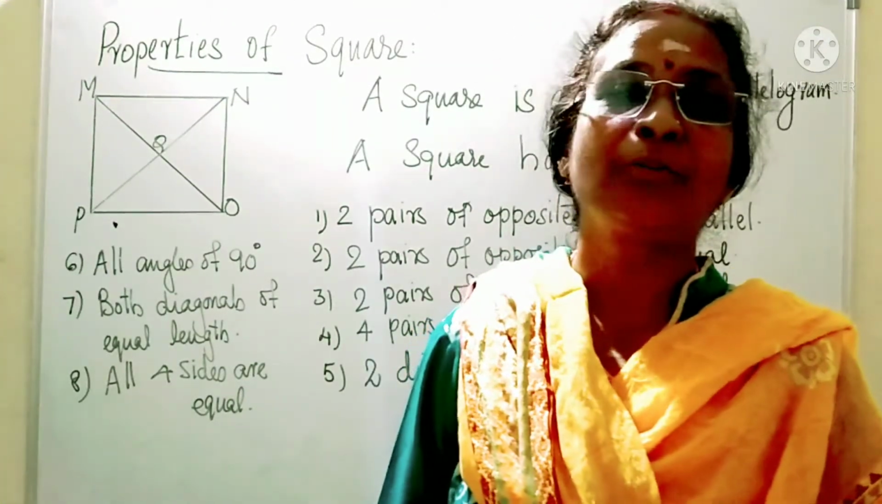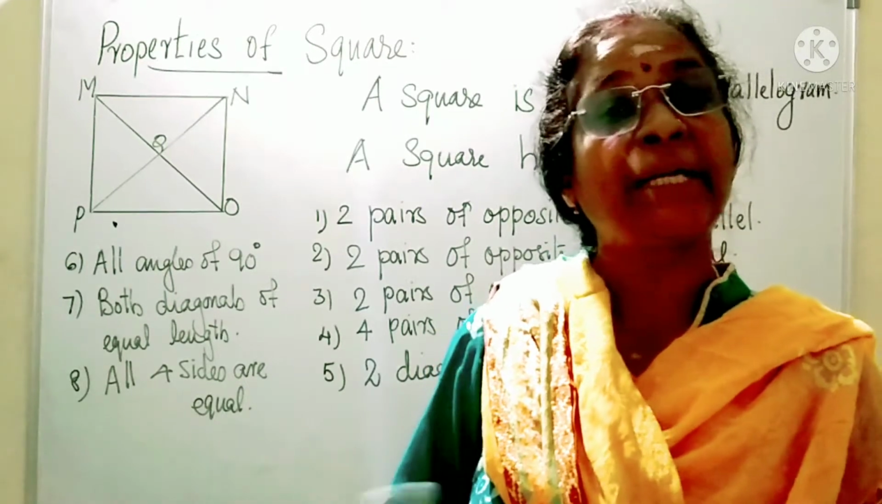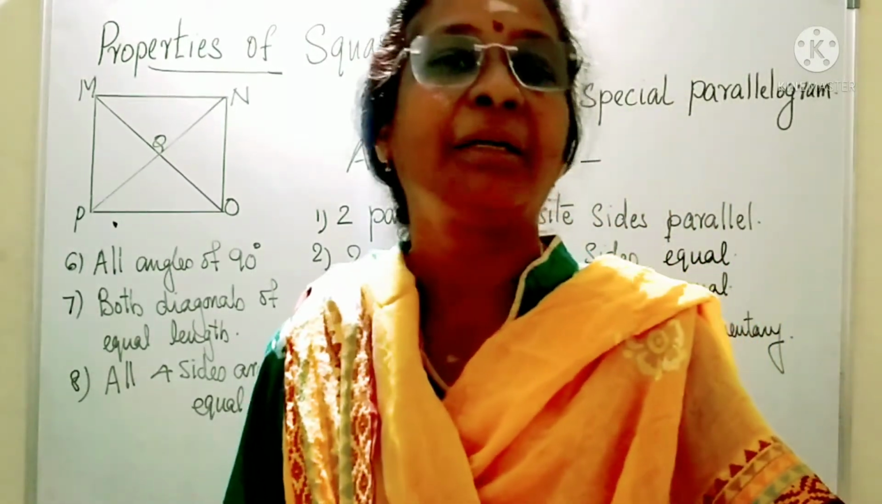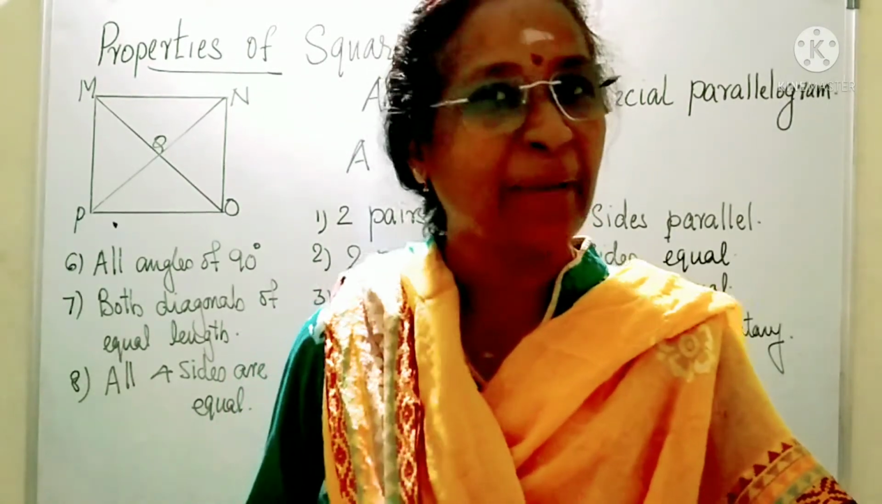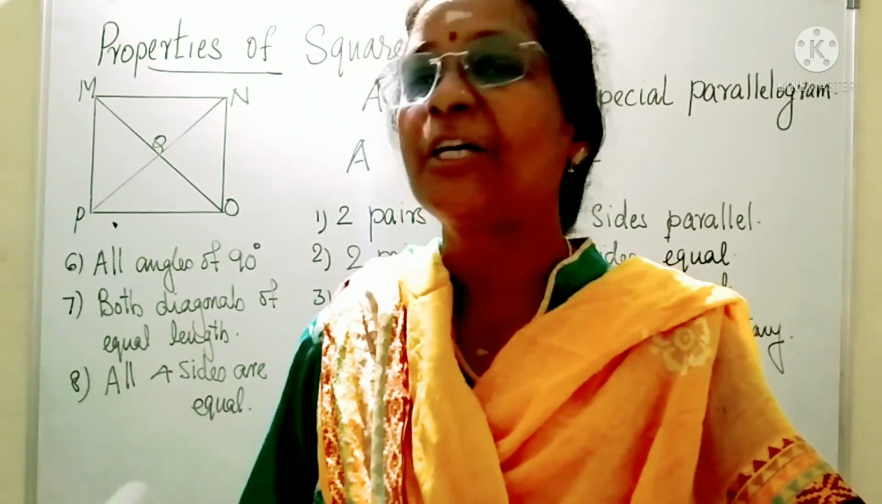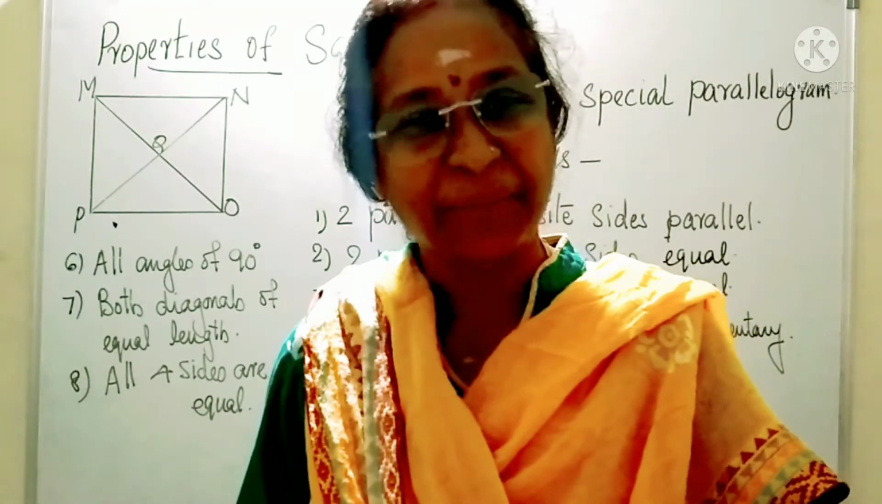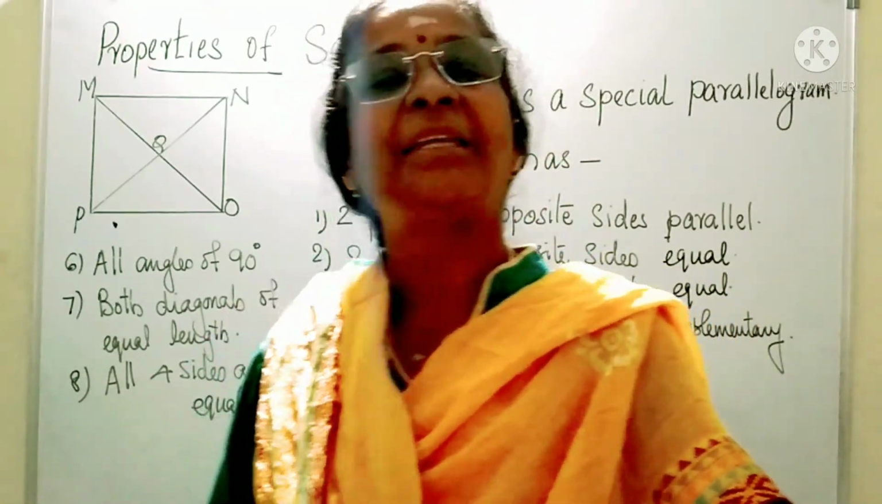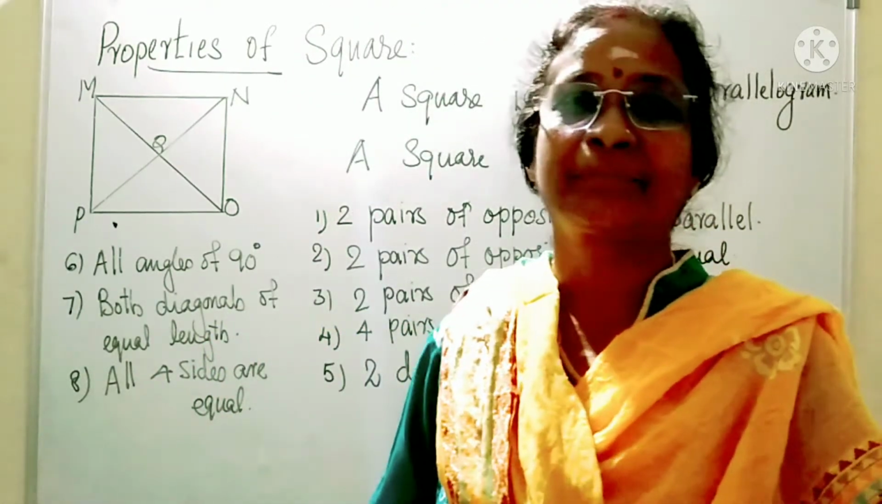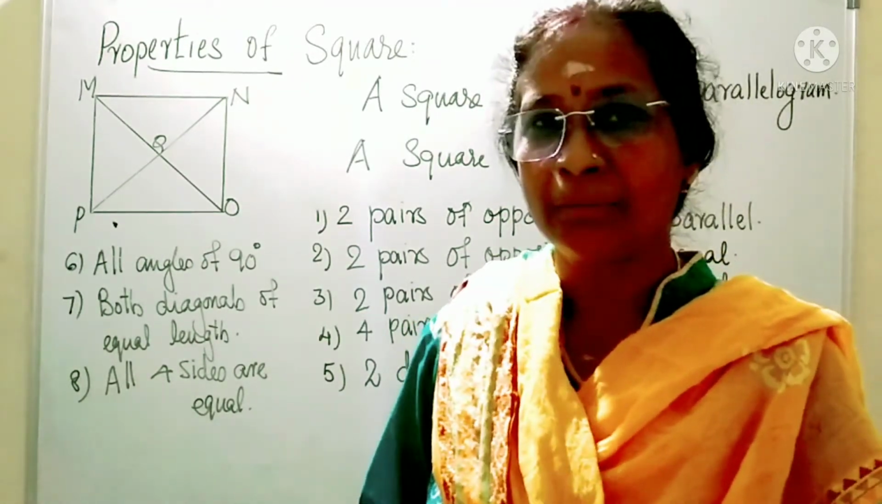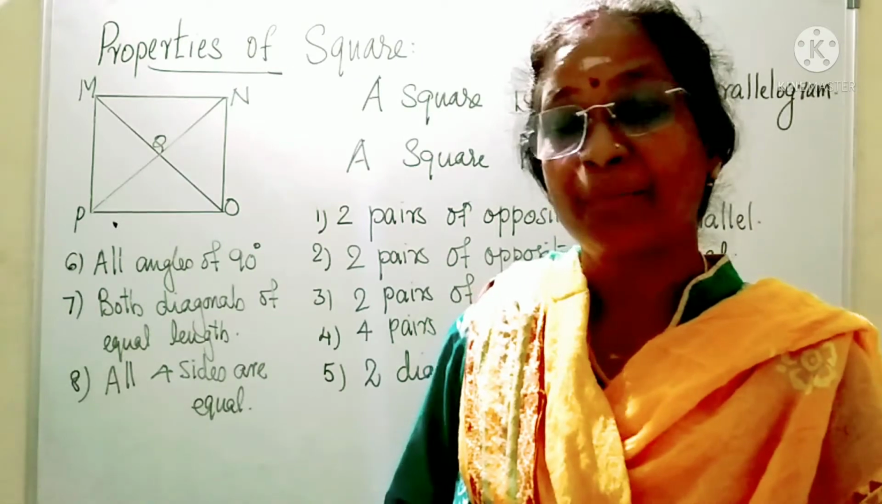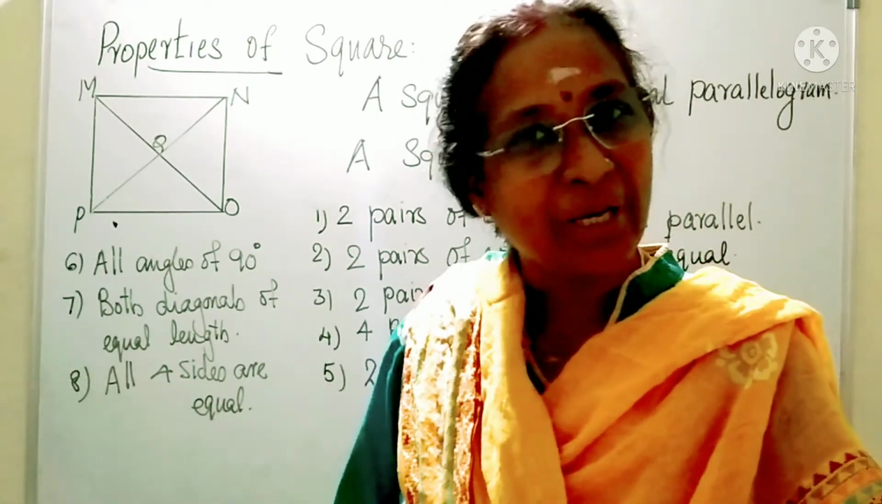Now, we are going to learn about a special type of rectangle, a special type of parallelogram, a special type of quadrilateral, a special type of trapezium. What is it, do you know? It is called a square. Now, can you call a square a rectangle? Yes. But are all rectangles squares?